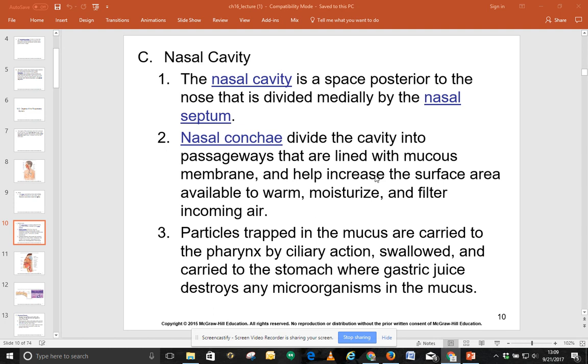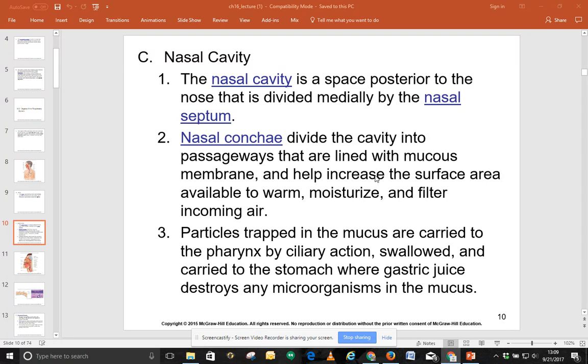Past the nostrils, we have the nasal cavity, which is a space posterior to the nose, and it's divided medially by the nasal septum. So it's going to come in behind the nasal cavity, and you're going to have a septum that separates the area of the nasal cavity. So behind the nares, nasal cavity separated by septum. Inside of the nasal cavity, you have nasal conchae, which divide the cavity into passageways that are lined with mucous membranes. And these mucous membranes help to increase the surface area to allow that air that's coming into your body to be warmed and, like I said before, moisturized, and also continue to filter any particles out.